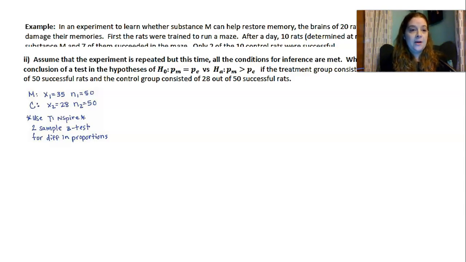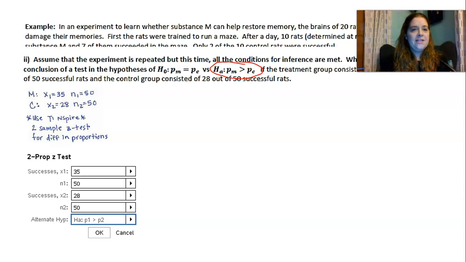And we're going to use our Nspire to run this 2-sample z-test with an alternate hypothesis here that PM is greater than PC. Basically what we would say is for this experiment, the substance M is more effective at helping these rats successfully navigate this maze after their memories have been damaged. All right, so to get to that 2-proportion z-test, you're going to go menu, okay, and statistics and stat tests.